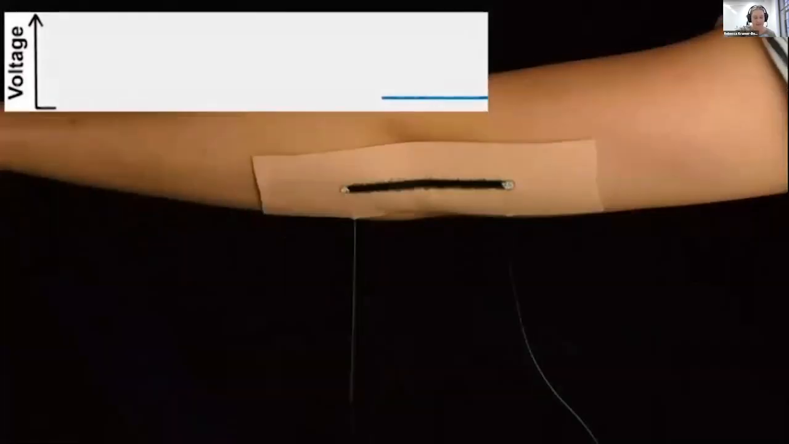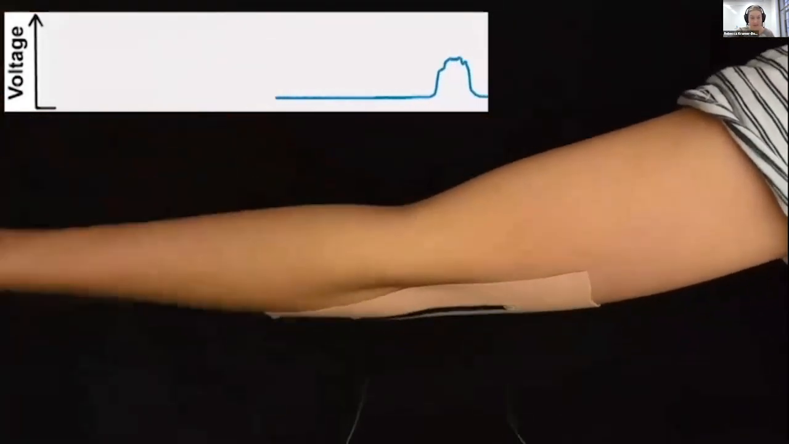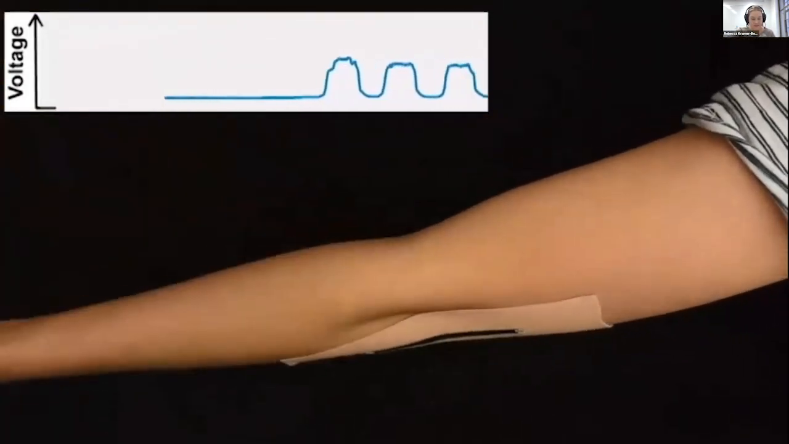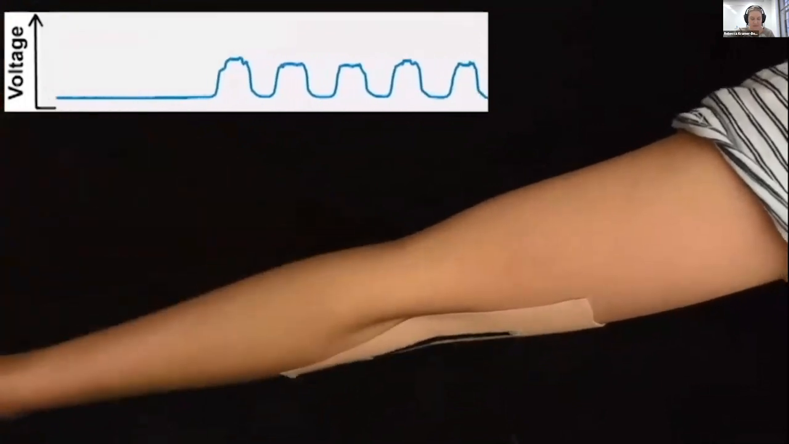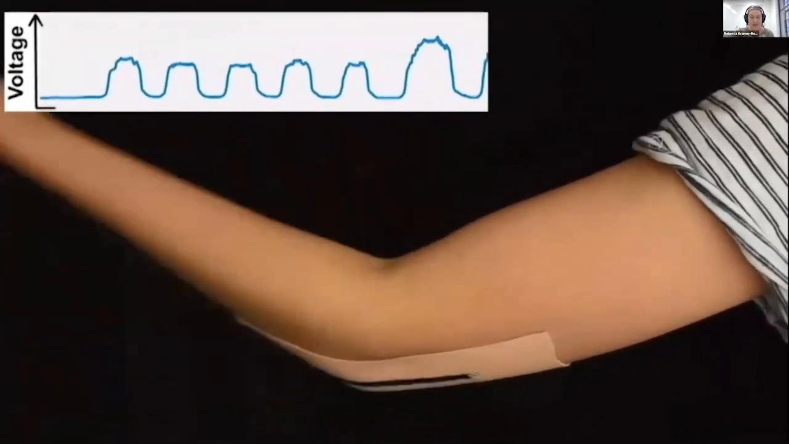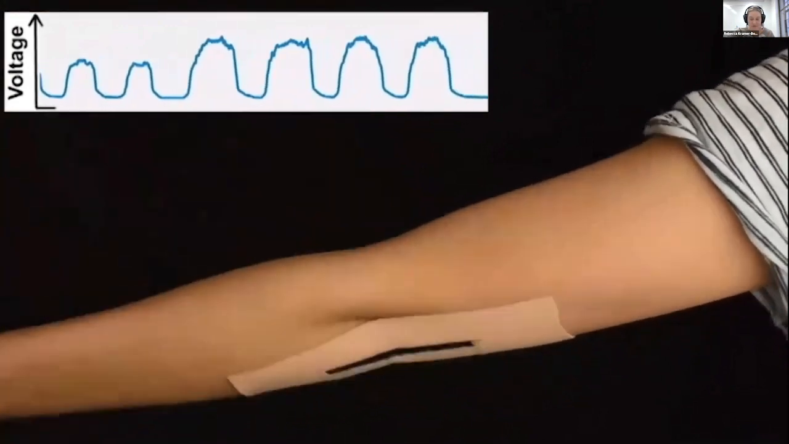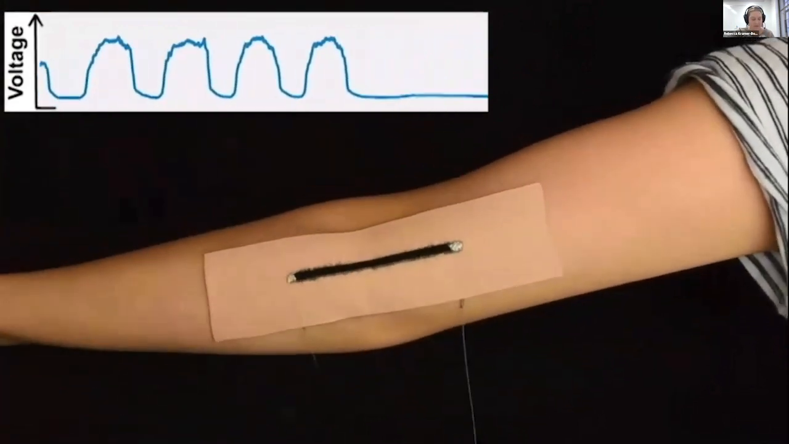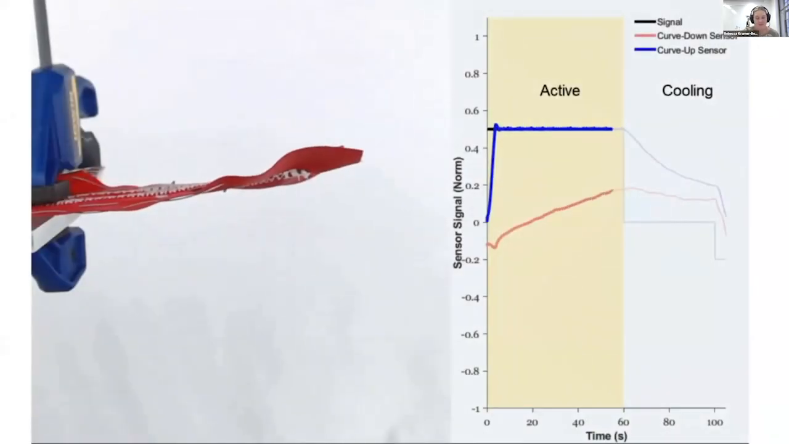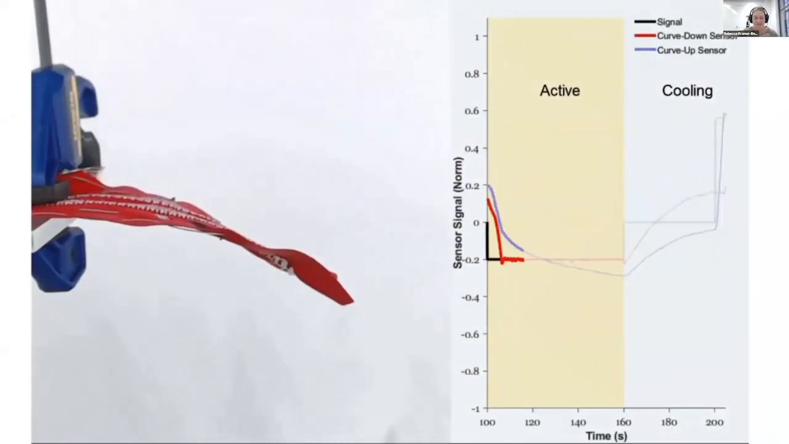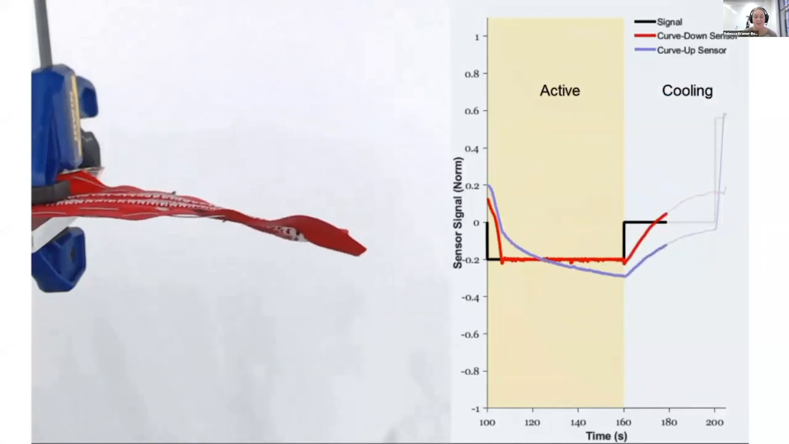So here's one example where the Pickering emulsion ink is printed directly into a fabric. In this case, we use kinesiology tape, which was specifically designed to provide support to athletes without restricting their movements. The wearable sensor here is completely breathable and comfortable, and you can see the raw output data from the sensor during movement.